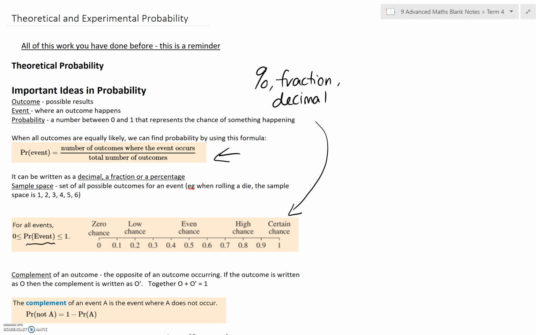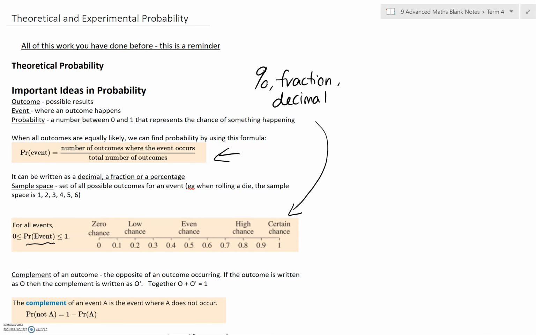Okay, so there's a formula here in the middle, which is what we use for theoretical probability. The probability of an event happening is the number of outcomes when that event happens over the total number of possible outcomes. As I said, it can be written as a decimal, fraction, or percentage, and sample space is a term that simply lists all possible outcomes for an event. And there's an example: when rolling a die, the sample space is 1, 2, 3, 4, 5, 6, because they're your possible outcomes.